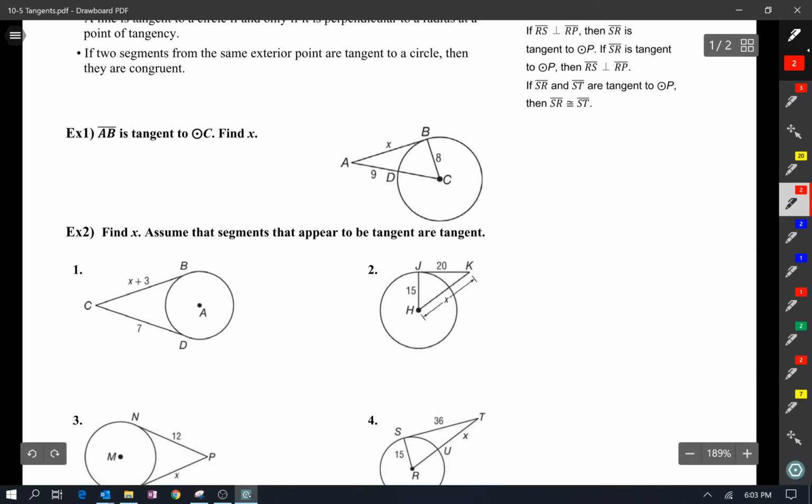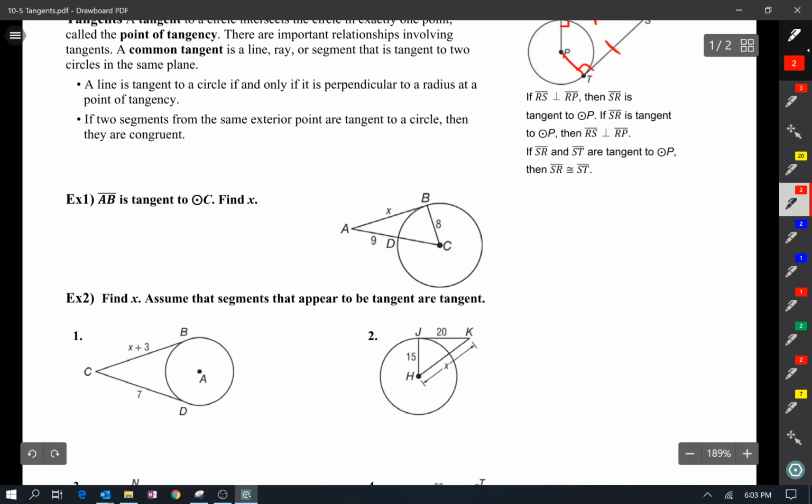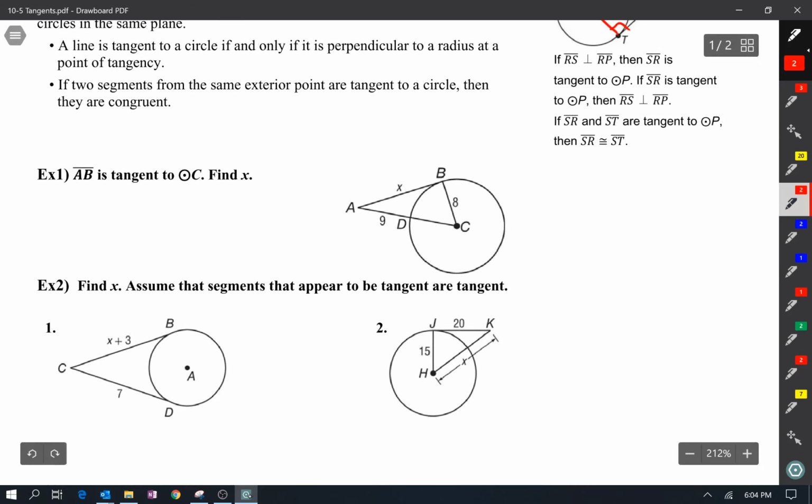All right, so let's do example 1. You're going to see this, and at first glance you may be thinking to yourself, there's not enough information to solve it, but there is. They like hiding right angles from you, and they like to hide radiuses from you. So first things first, we know that AB is tangent to the circle, so this must be a right angle. And this red line is a radius, and this is a radius, so this must be 8.